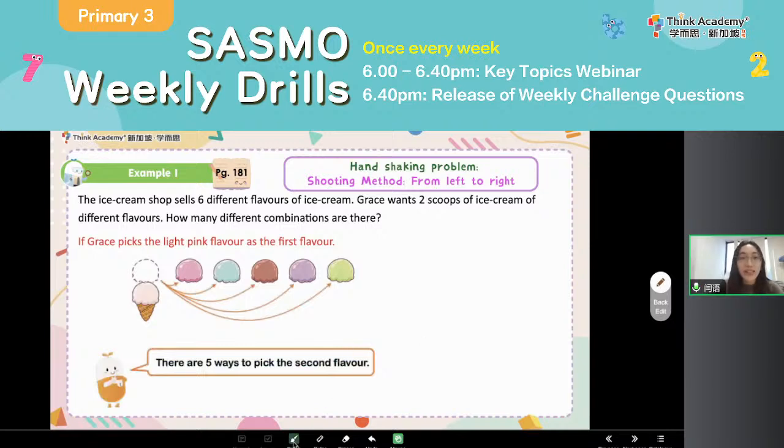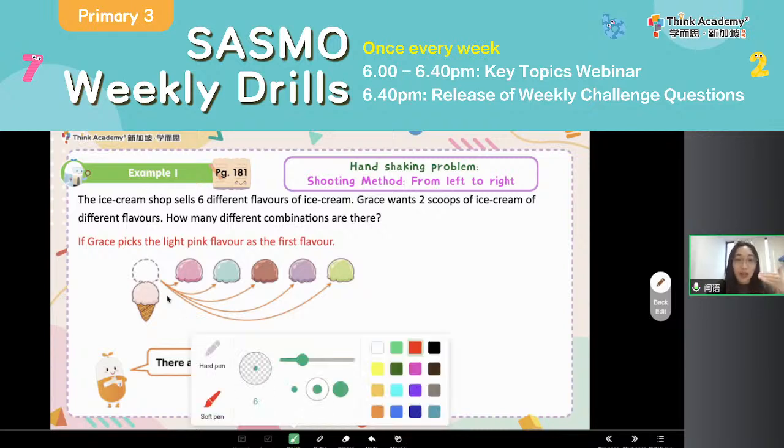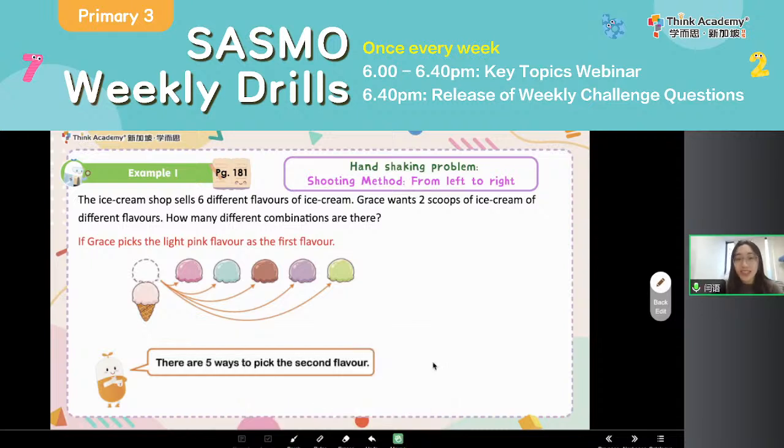If Grace picks the light pink flavor as the first flavor, now you can see that the light pink flavor can shake hands with the dark pink one, right? And then shake hands with the mint one, and then the chocolate one, and then the purple one, and then the last one, the green one. So all together, there are 5 ways to pick the second flavor. So this is the first case. Remember that we have 5 choices.